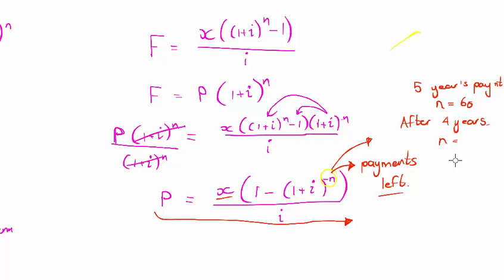So where do you get the 60 from? 5 times 12, because I'm doing monthly payments over 5 years. Sorry, I didn't really express that nicely. So you're left with 12 payments, because after 4 years I have 1 year left, which means I have 12 payments left. So I can use this same formula. I don't change anything, just my n, instead of being negative 60, it now becomes negative 12, because I only have 12 payments left. Does that make sense?